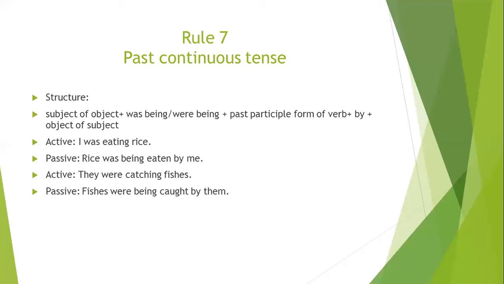So, if you do not use the term being here, the whole sentence will be wrong and it will be turned into past indefinite tense. Again, see the next example. That is, they were catching fishes. The passive form will be, fishes were being caught by them.